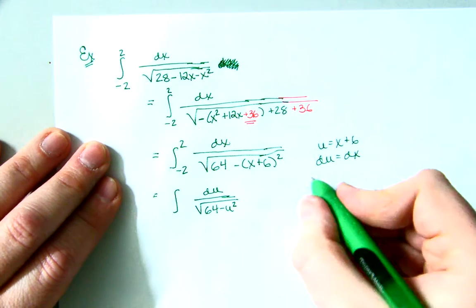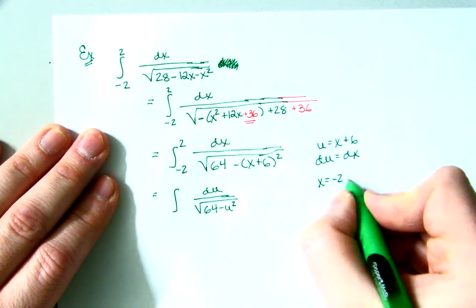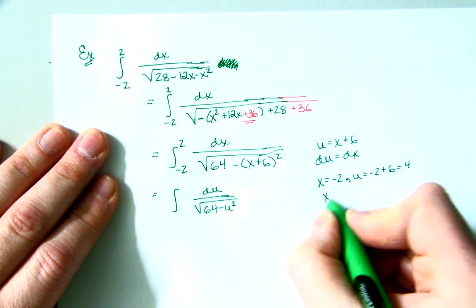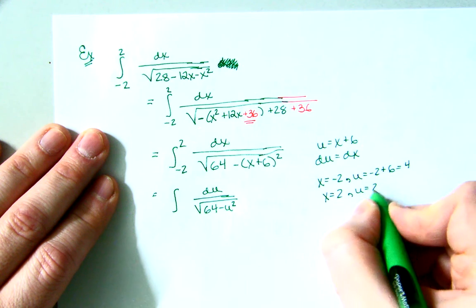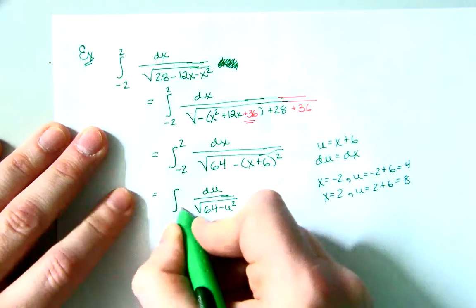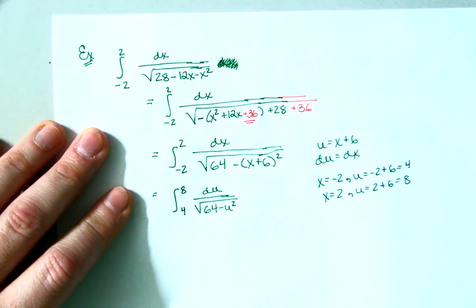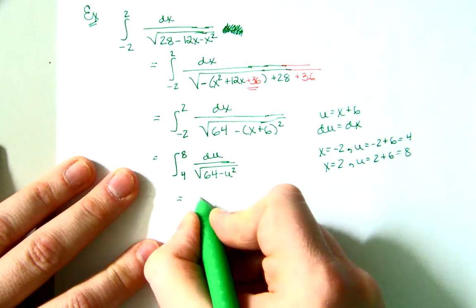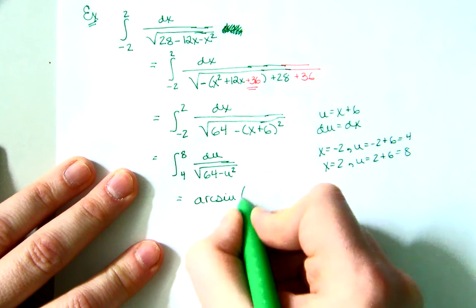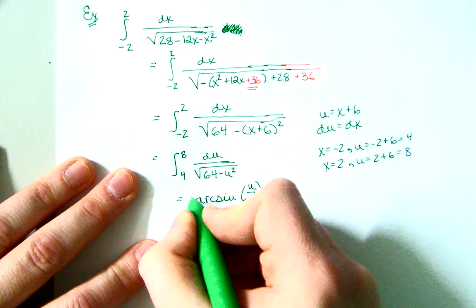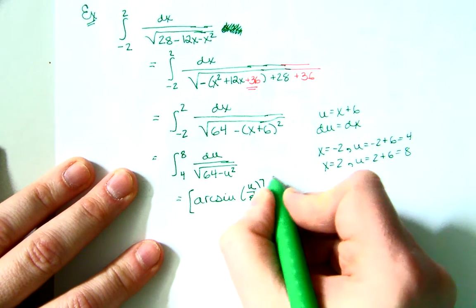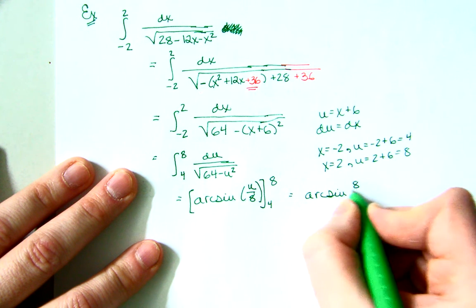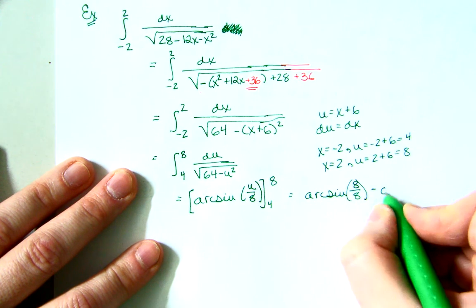I also need to change the limits of integration. X equals negative 2 becomes u equals negative 2 plus 6, or 4. X equals 2 becomes u equals 2 plus 6, or 8. So I'm going to integrate from 4 to 8. Go and evaluate the integral at this point. We have the arc sine of u over 8 from 4 up to 8. Plug in 8 minus plug in 4.